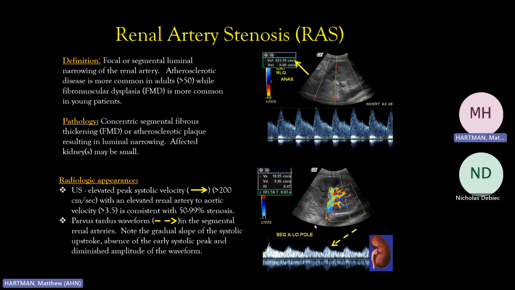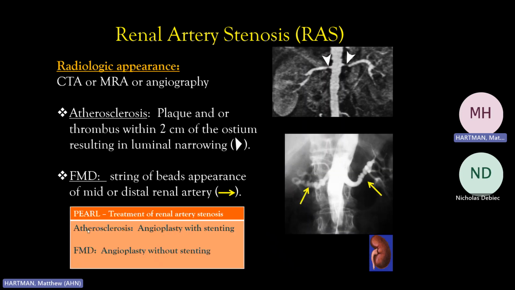Renal artery stenosis. We can see this in native kidneys or transplant kidneys, a common cause of hypertension that can be treated. The etiologies are atherosclerosis, usually seen at the ostia, or FMD, fibromuscular dysplasia, seen more in the mid portion of the renal arteries. The treatments will be different: atherosclerotic renal artery stenosis is treated with angioplasty and stenting, whereas fibromuscular dysplasia is treated with angioplasty without stenting. And this has been likened to the string of beads sign.